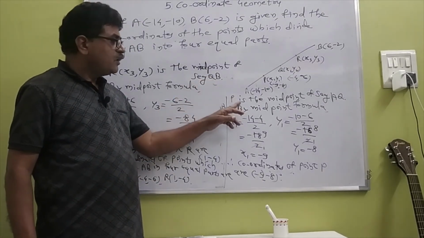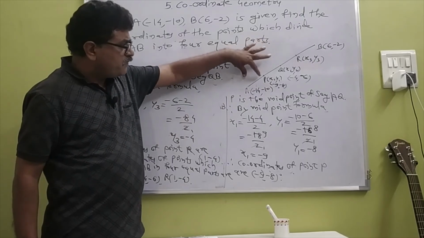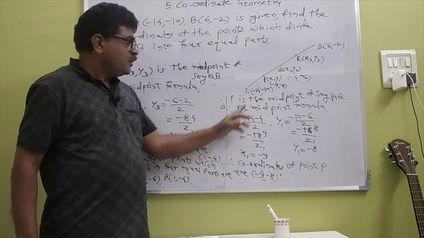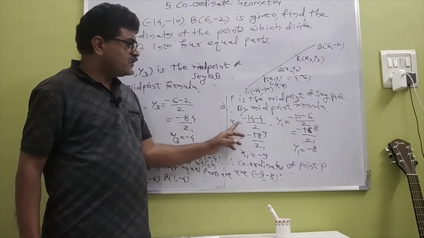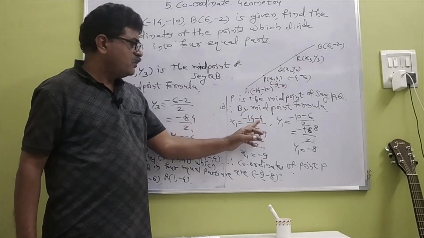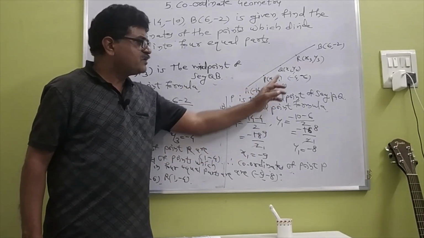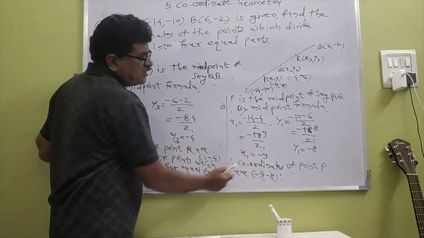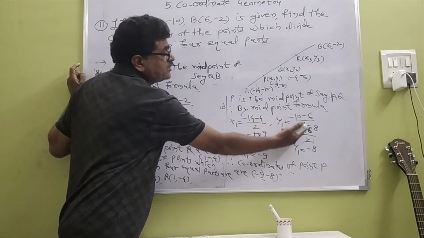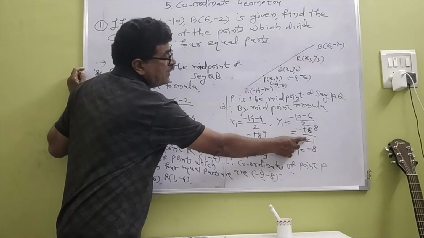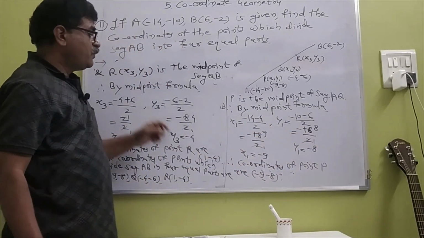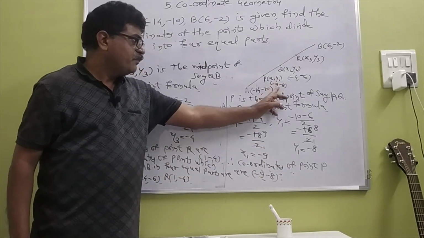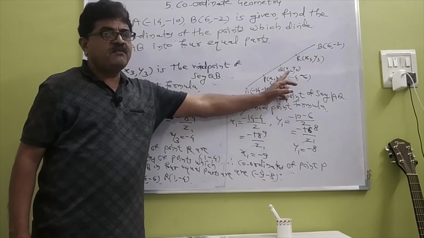Now we have to find the coordinates of point P. Here P is the midpoint of segment AQ. Therefore, by the midpoint formula, for the x coordinate, x1 is equal to (minus 14 minus 4) divided by 2, y1 is equal to (minus 10 minus 6) divided by 2. That is minus 18 divided by 2, that is minus 9. Here minus 16 divided by 2, minus 8. Therefore, the coordinates of point P are minus 9, minus 8.